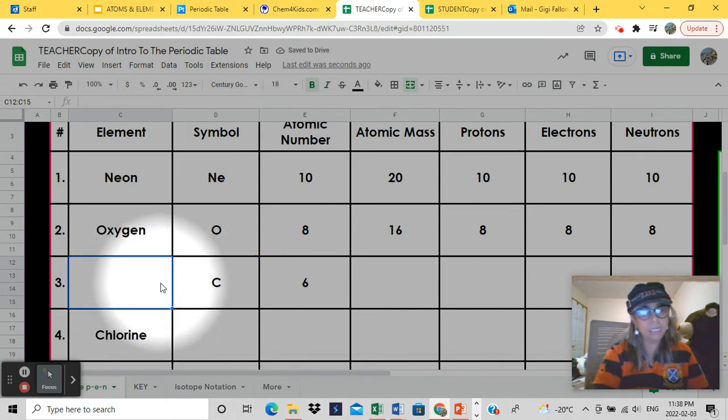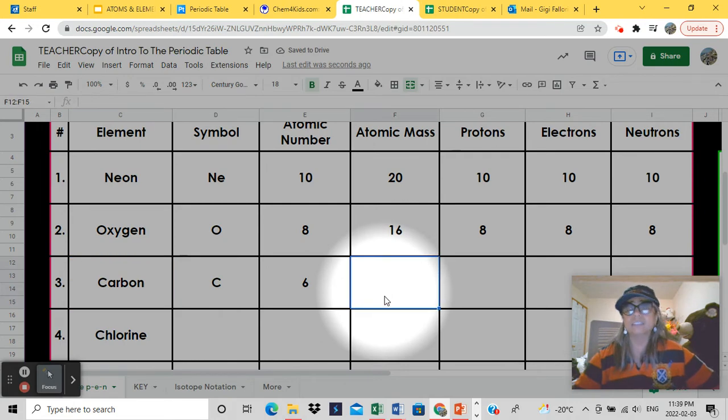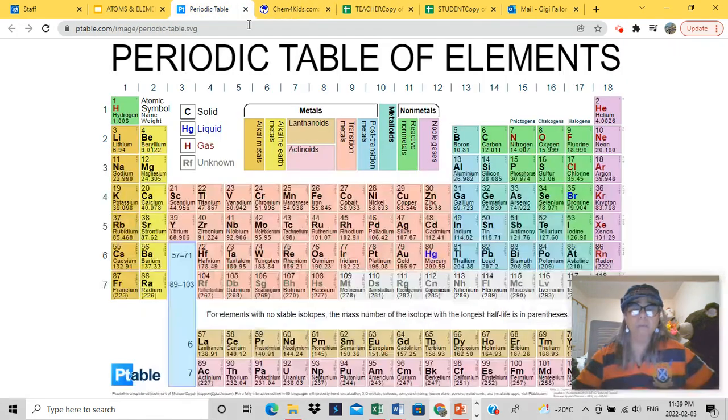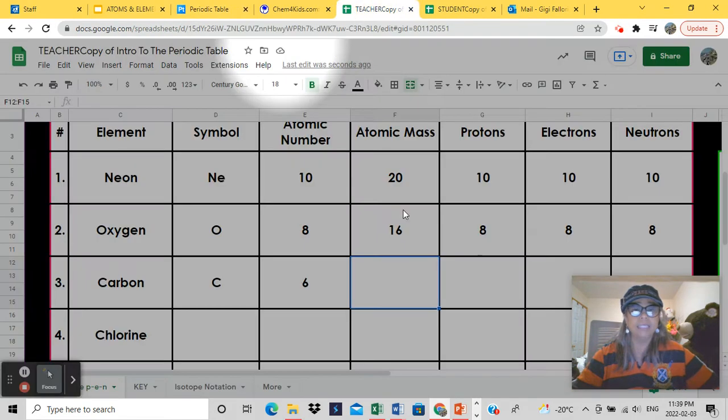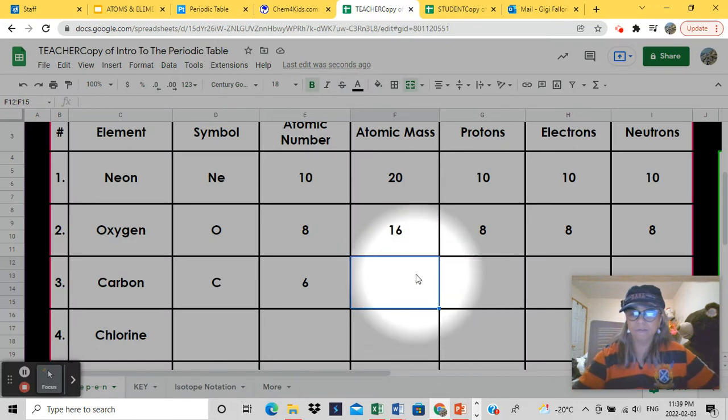And write down the name. So this is carbon. Atomic mass, the one with the decimal number, round it off to the nearest whole number. So let's now get into our periodic table. So carbon, 12.011. That's a 12, right? So you type in again here 12.